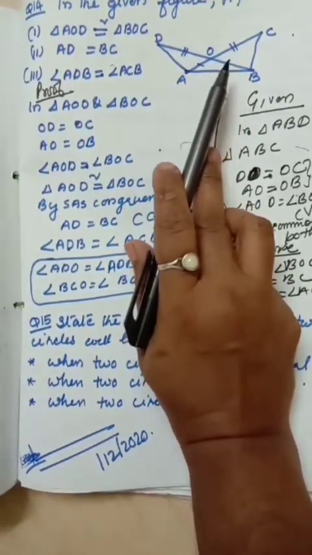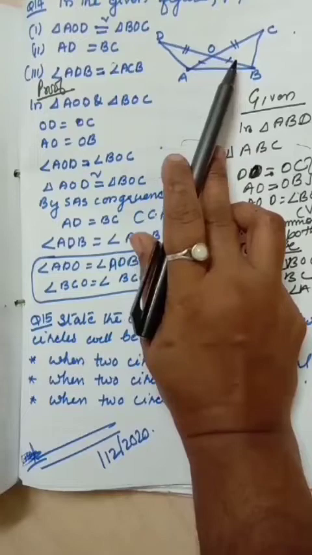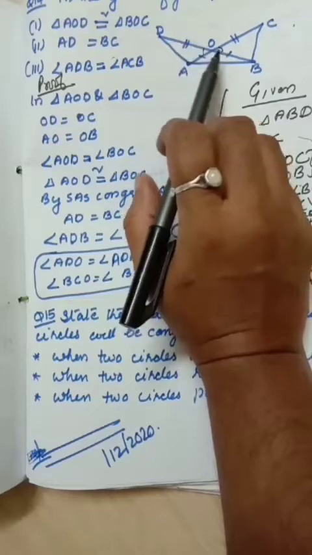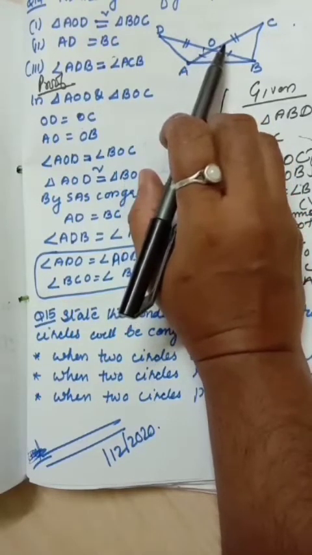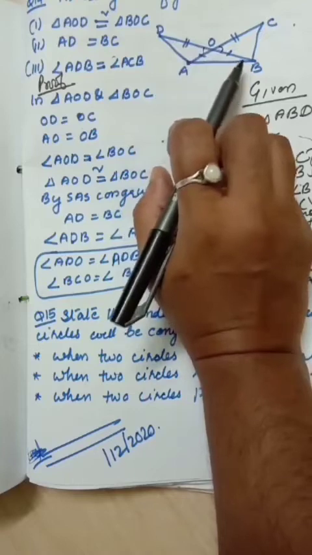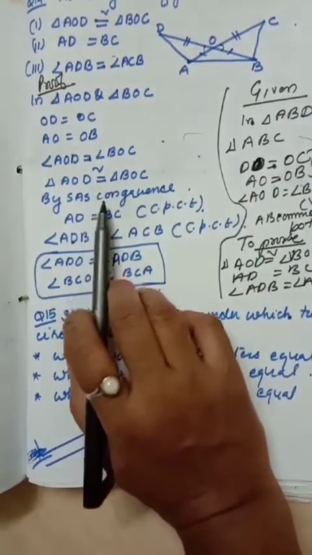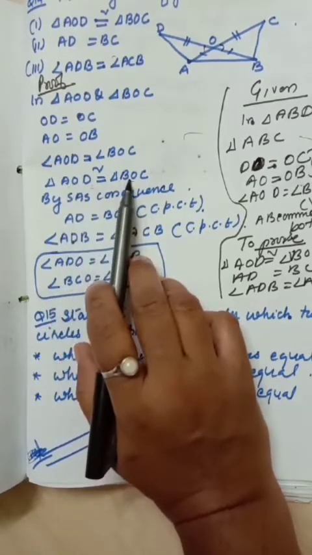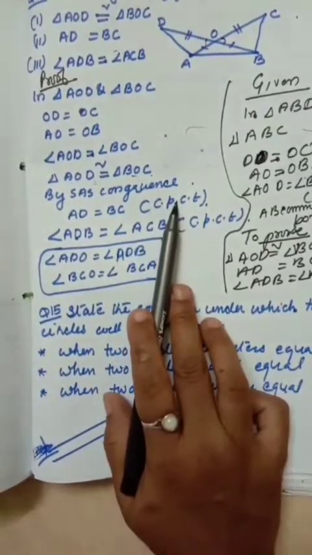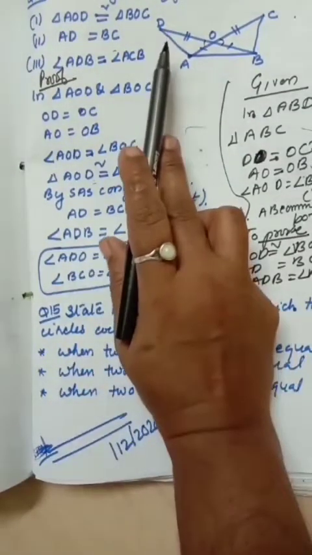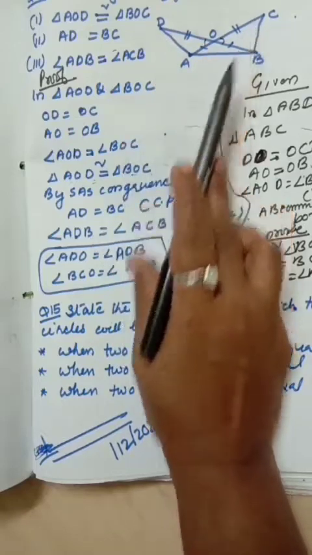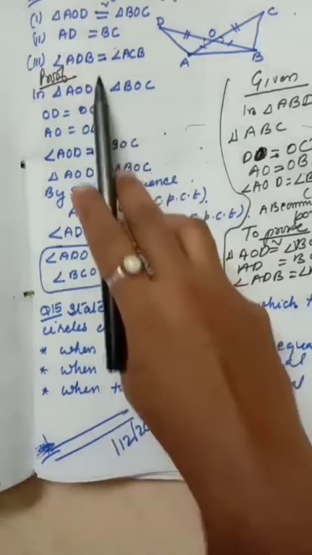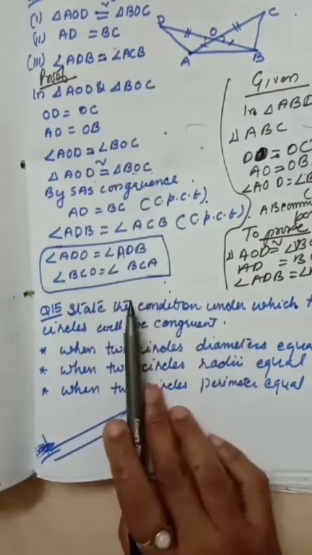SAS congruency: SA, vertically opposite angles are equal. So these two angles are equal. So by SAS congruence, you can say these two triangles are congruent. AOD equal to BOC. From this you can say AD equal to BC. See, first and last, here also first and last, by CPCT. Like that, these two angles are also equal. How? By CPCT, corresponding parts of congruent triangles. That only you have to prove: AD equal to BC, ADB equal to BCA.